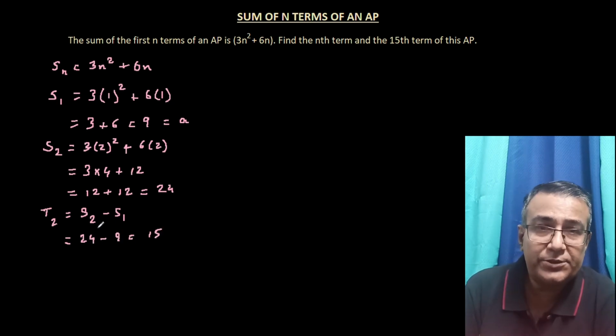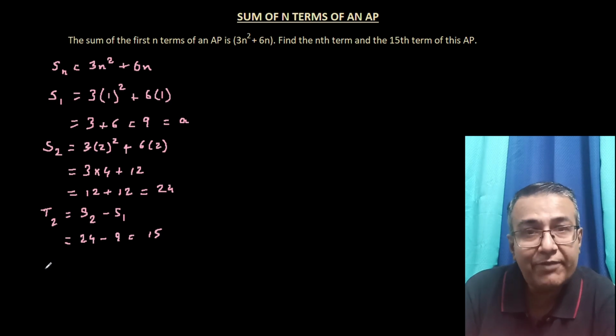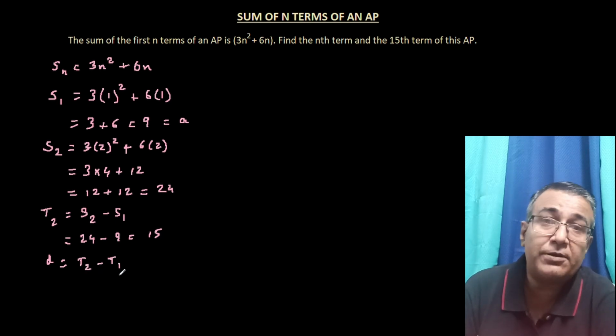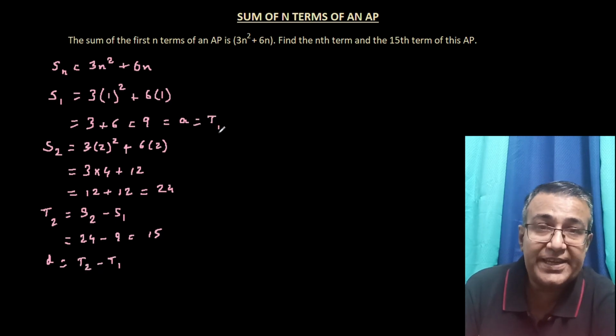And once we have the first term and the second term, we can then find the common difference. Common difference is again T2 minus T1, or the second term minus the first term. In this case, it is going to be 15 minus 9, and it gives a common difference of 6.